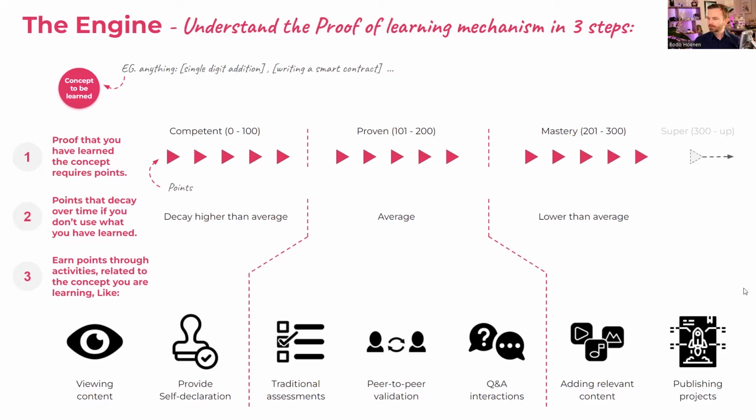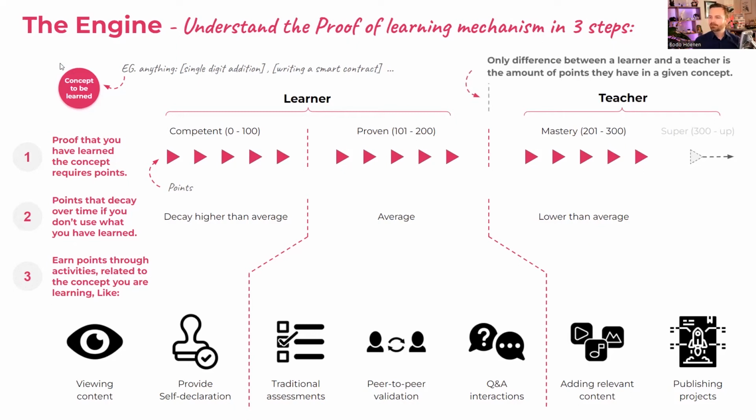The last thing I wanted to share on this particular slide is that the only difference between a learner and a teacher is the number of points they have in a particular concept. Remember, however, that points decay over time. So while you may be a teacher at present, in 3 months from now, if you don't continually learn or teach others, those points may decay.